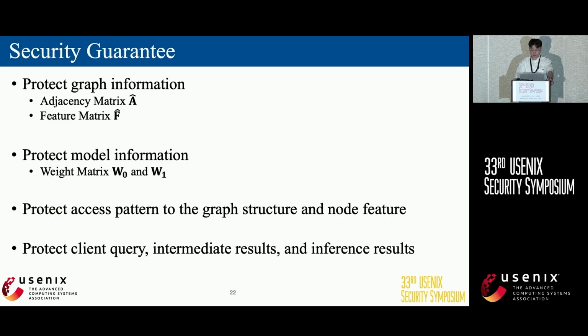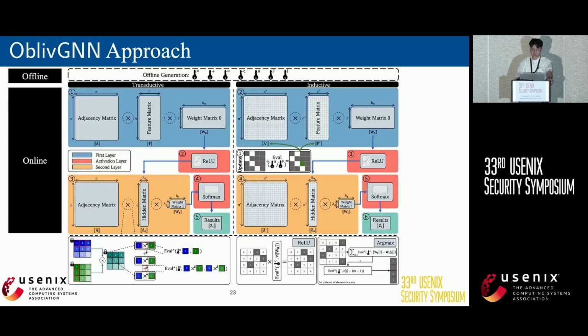We guarantee to protect the graph information and the model information, and because we need to update the graph without leaking the access pattern, we also need to protect the graph structure and features. After inference, we also protect the client query, any intermediate results, and the inference results.